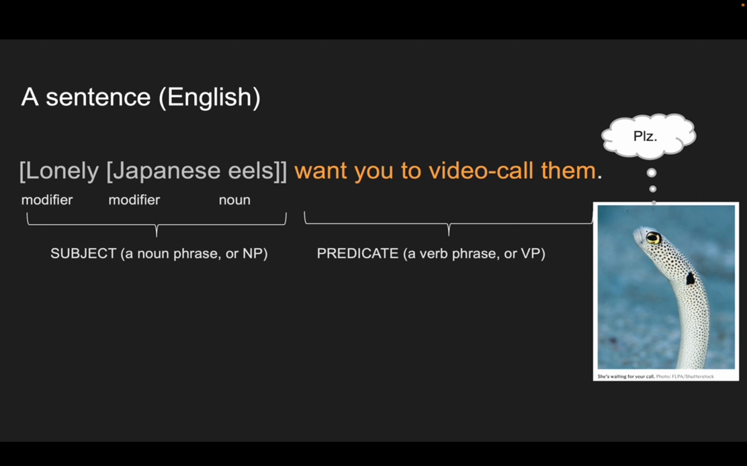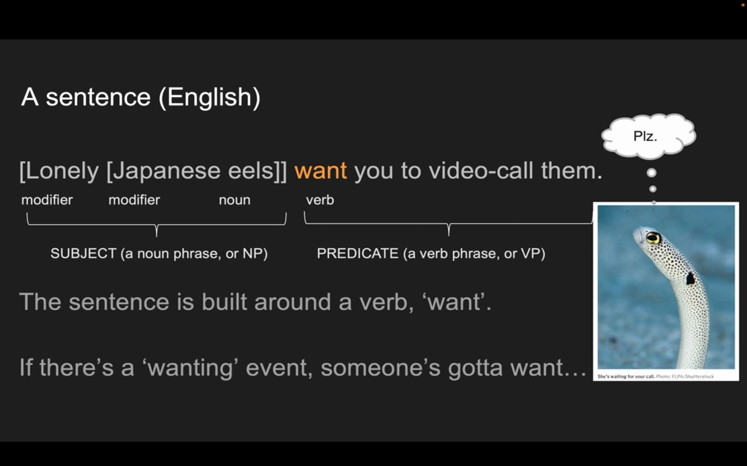So that other part of the sentence, the predicate, is another kind of phrase, because the fundamental word for that phrase is the verb. We call it a verb phrase. And predicates don't have to be verb phrases, but they often are. Subjects don't have to be noun phrases, but they often are. And in this sentence, it turns out that the subject is a noun phrase, lonely Japanese eels, and the predicate is a verb phrase, want you to video call them.